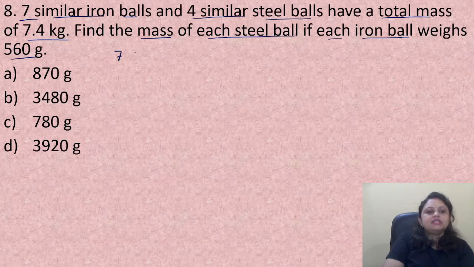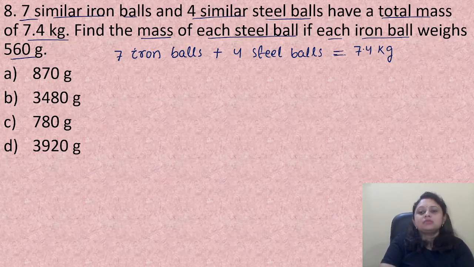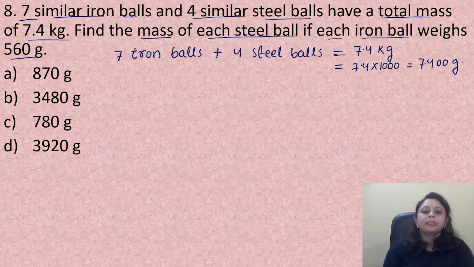So as per the question, 7 iron balls plus 4 steel balls equal 7.4 kg. Let us convert it into gram because the mass of the iron ball is given in gram, right? So it will be easier for us to calculate. We know 1 kg equals 1000 grams. So 7.4 kg equals 7.4 into 1000, that is equal to 7400 grams, right?